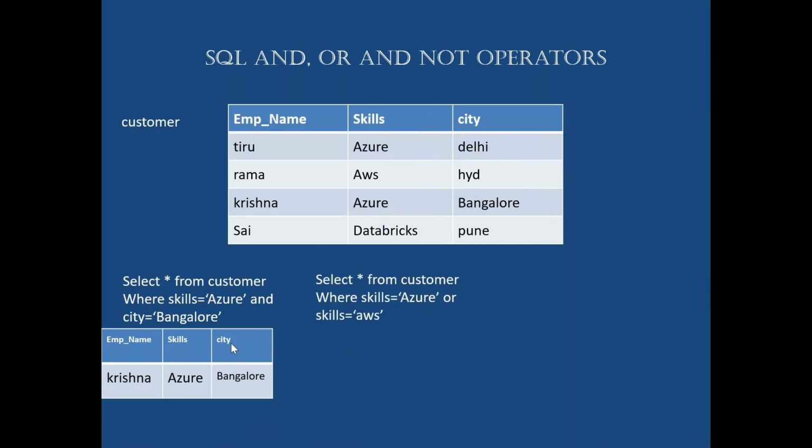Next, the OR condition. Skill equal to Azure or AWS. Skill is Azure, yes, it will come directly in the output. Skill is Azure or AWS. Azure is coming in the output. AWS also comes in the output, because for either of these conditions, whether Azure or AWS, we need to bring it in the output. Databricks, no, it will not come in the output. Clear?